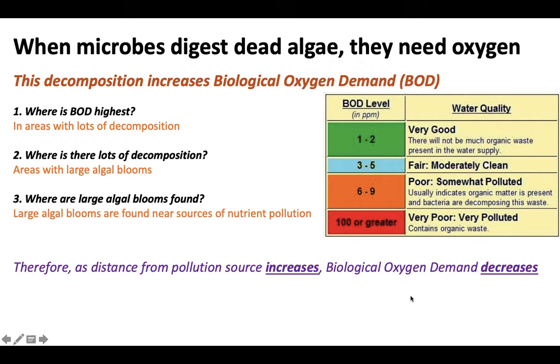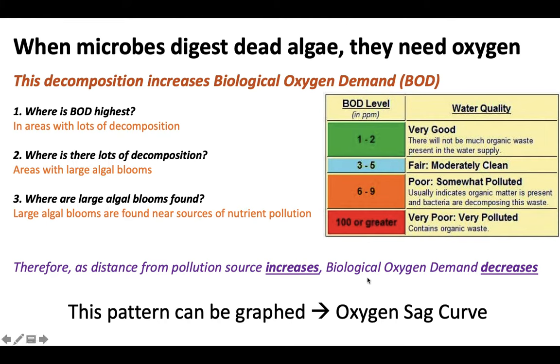That makes sense. The closer you are to a source of pollution, the worse the water quality is going to be. The worse the eutrophication is going to be. And like any interesting relationship in science, we can graph it into something called the oxygen sag curve, which can be a little complicated.